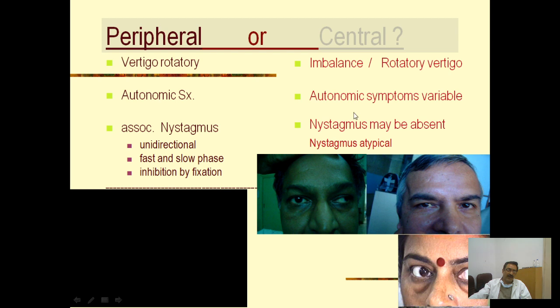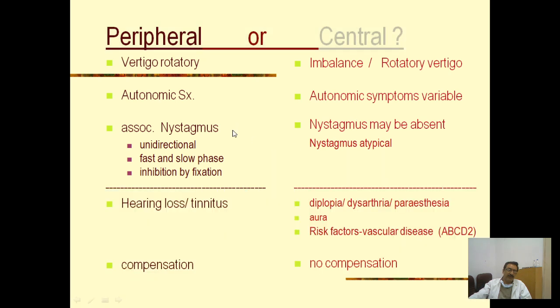So one, a loss of proportion, and B, of course, you might get other signs, because if it's in the ear, you might get hearing loss and tinnitus, and if it's in the brain, you might get other things which occur next to the vestibular nucleus, so you might get diplopia or dysarthria or paresthesia. If it's migraine, they might get an aura. They might have risk factors of vascular disease, because they may be hypertensive or be having diabetes or that kind of thing.